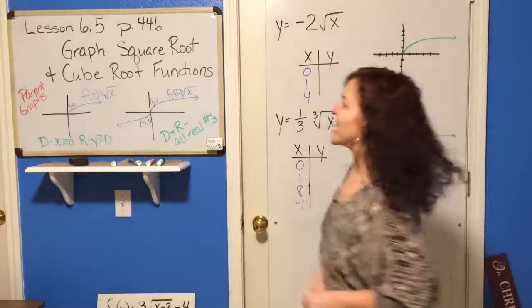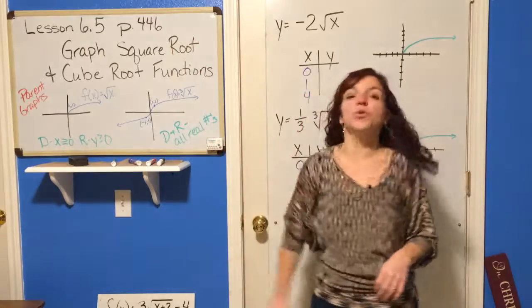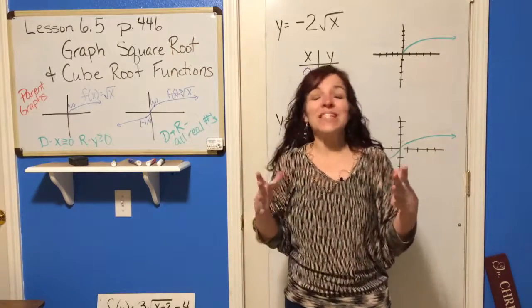Section 5 of Chapter 6. Yay, we get to graph! Haha. Graphing square root and cube root functions. So what we're going to do is this.